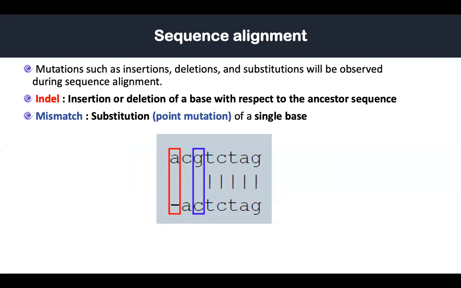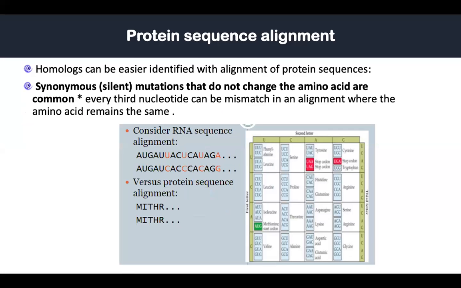So you must have a reference genome or a template to refer to, or to align it against. Similarly, you can do the same thing with proteins. You can do sequence alignment with amino acid sequences, and in fact, homologs can be more easily identified with alignment of protein sequences.